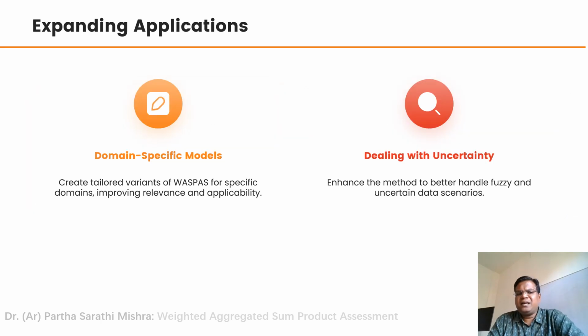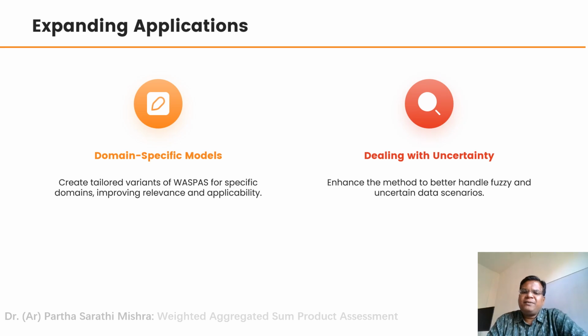Next is expanding applications. Most domains are already using the WASPAS method. However, domain specific models create tailored variants of WASPAS for specific domains, improving relevance and applicability. Again, we have different combinations like AHP plus WASPAS, or we can do a fuzzy WASPAS method also. That is one of the newly trending research methodologies for multi-criteria decision making analysis. So we can expand our applications in any kind of field, or broaden our horizon in the research area.